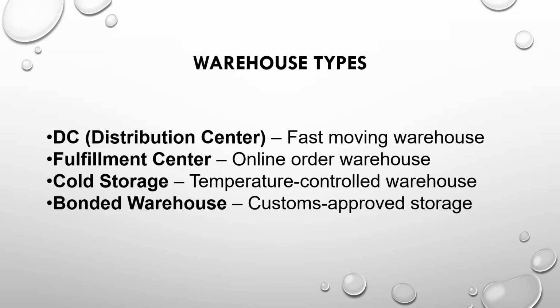Second is a fulfillment center. A fulfillment center is mainly used for online orders. Companies like Amazon and other e-commerce platforms use fulfillment centers. Here orders are picked, packed and shipped directly to customers.